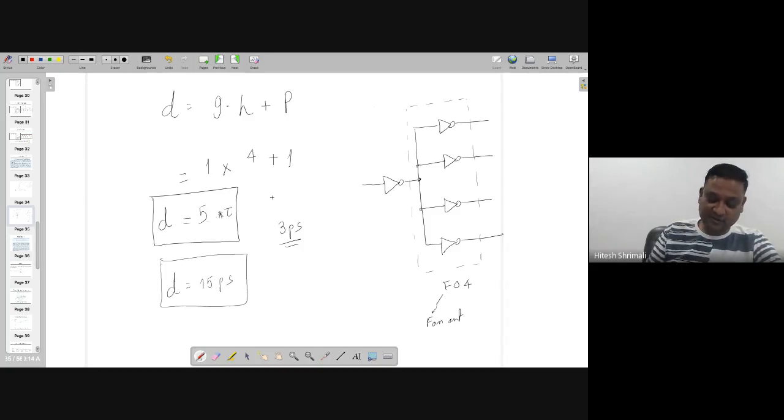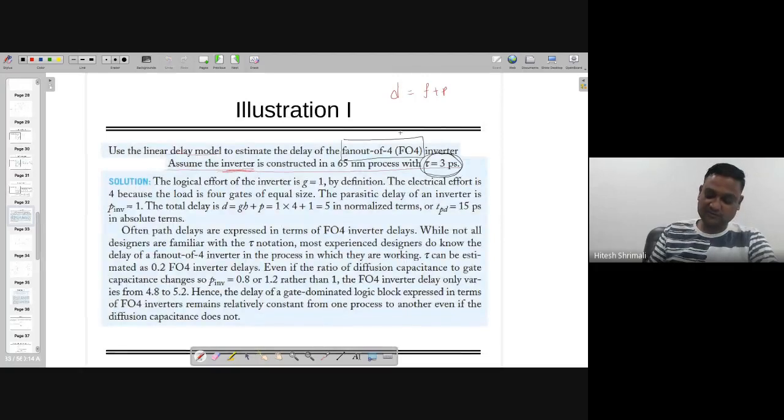Sometimes tau is going here and there, but you can remember that FO4, the fan out with 4 inverters, should have a delay of 5 times the time constant, and the time constant may be varying with respect to the technology. So that is what this problem is, but the problem is solved in such a way that it's given in a paragraph, so you might not feel good to follow that, but now you can see that this is very simple and it's not so complicated.